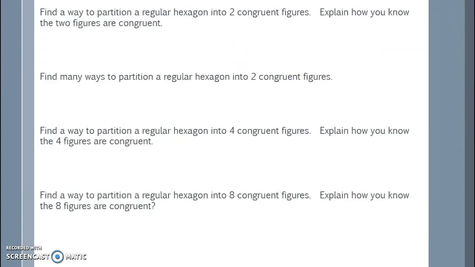Find a way to partition a regular hexagon into two congruent figures. Explain how you know the two figures are congruent.